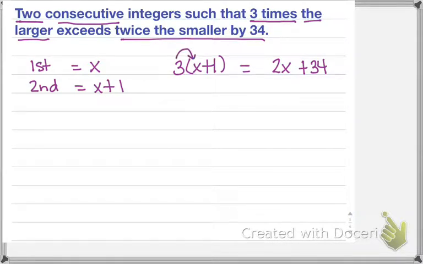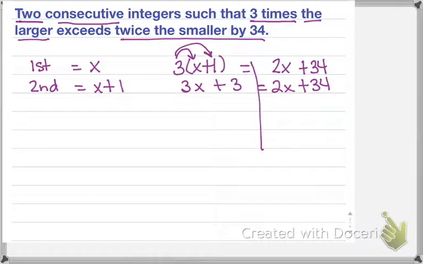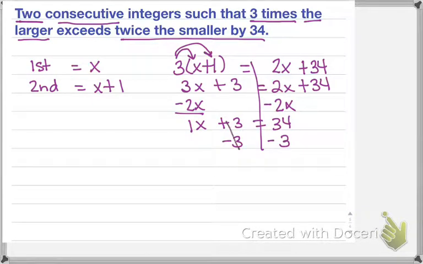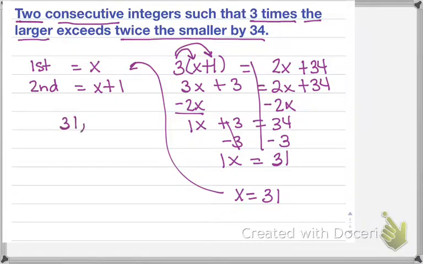Go ahead and solve by distributing. You have 3x plus 3 is equal to 2x plus 34. Now combine our like terms. Over your wall, inverse operation, positive 2x, so we're going to do minus 2x on both sides. So we have 1x plus 3 is equal to 34, minus 3 to get the numbers together on both sides. So we have 1x is equal to 31. Well, 1x is 31. We can think about dividing by 1, but it's not necessary. We know that x is 31. So now if we plug it back in, we know our first number is 31 and our second number is 32. That is our solution set.